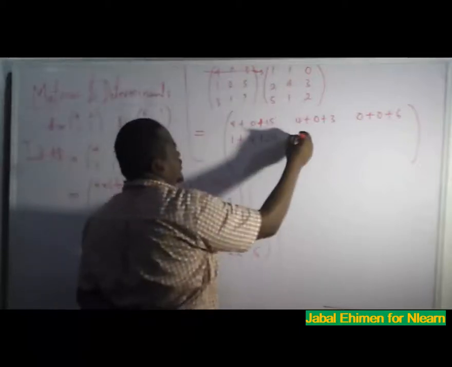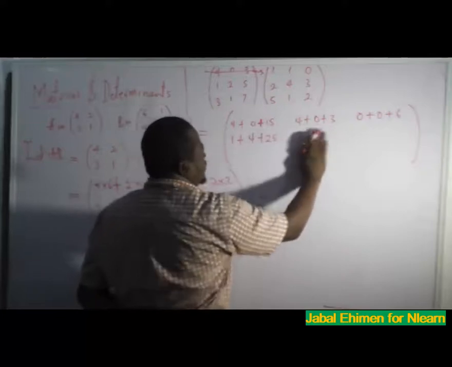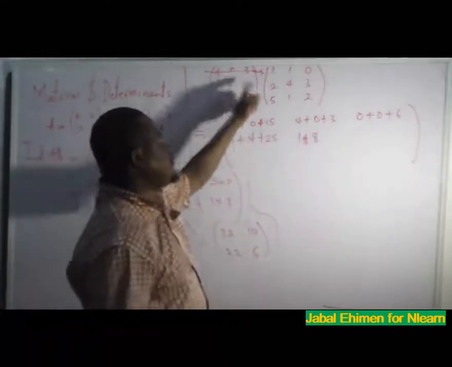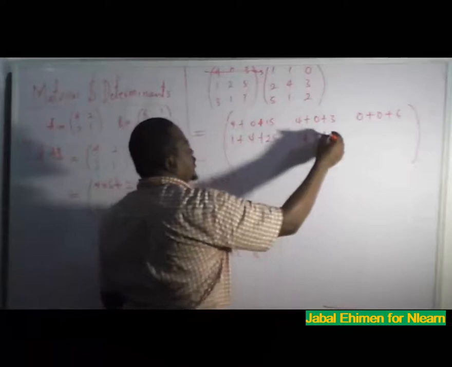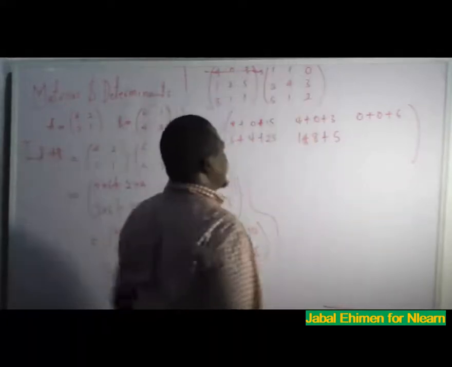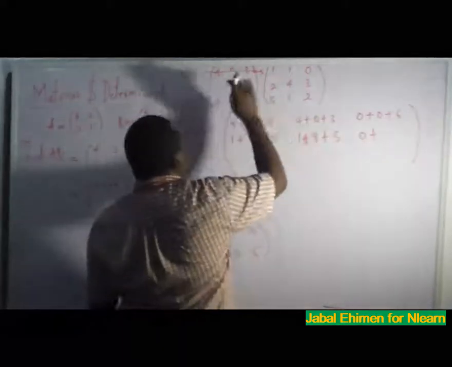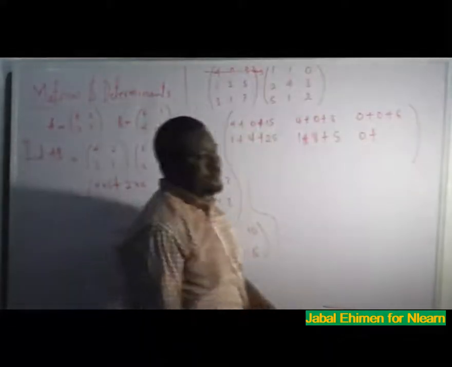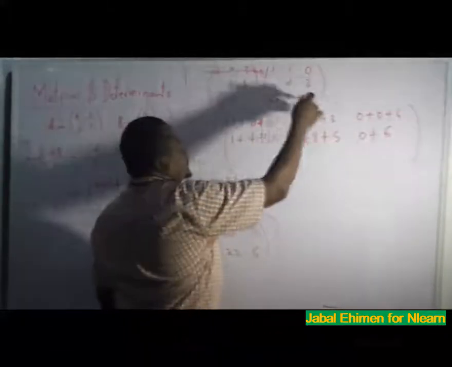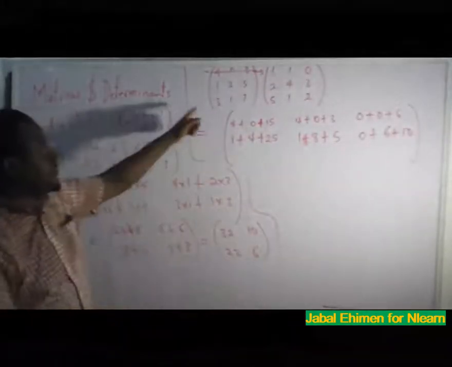1 times 1 again, that's 1. 2 times 4, that's 8. And we have 5 times 1, that is 5. So now you have 1 times 0, 0. 2 times 3 for the next one will be 6. And the last, you have 5 plus, that's 10. So last but not the least is the last row.